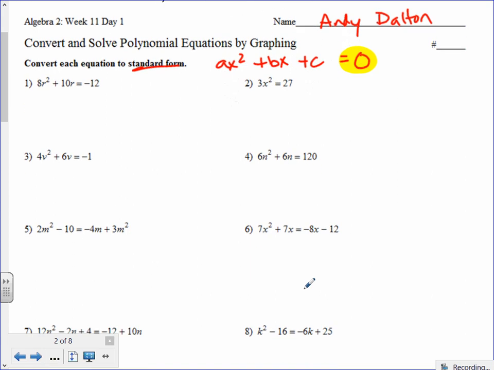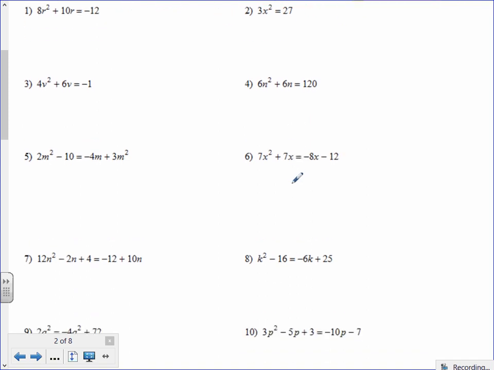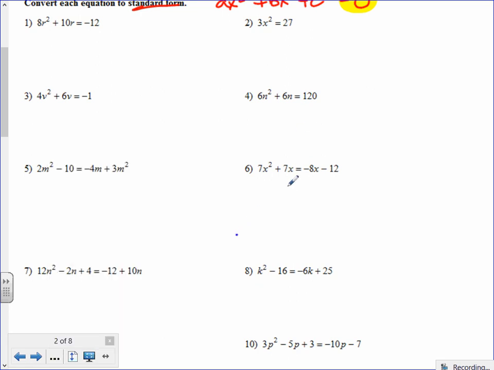Let's do 6 together. I can't zoom in with this computer, can I? Nope. Okay. Well, I'm going to start with negative 8x, and the opposite of negative 8x is positive 8x on both sides. On the right-hand side, they cancel, and I just have equals negative 12 left over there.